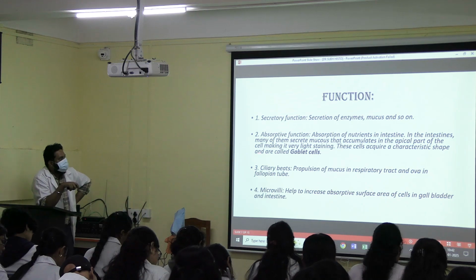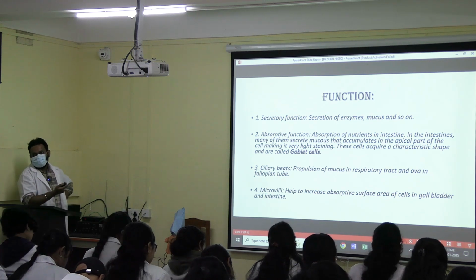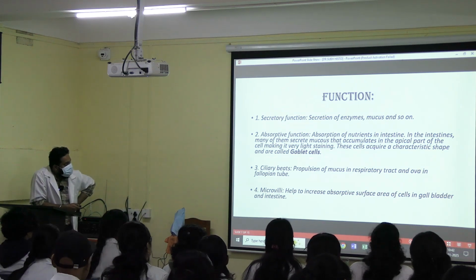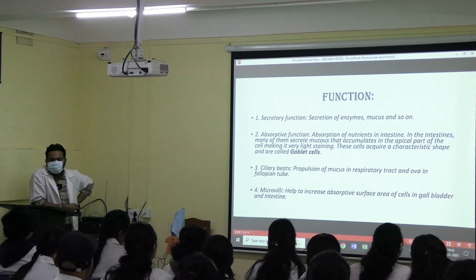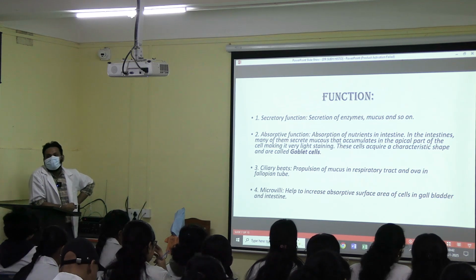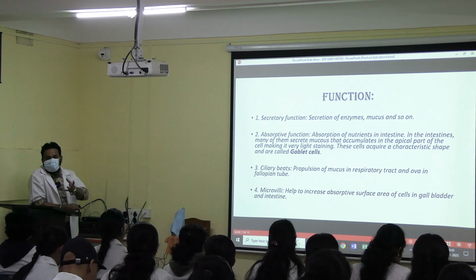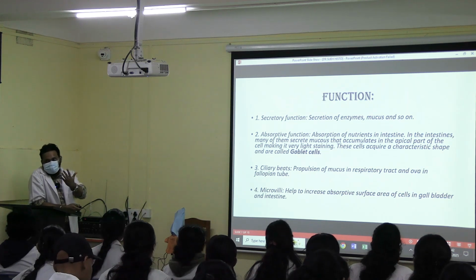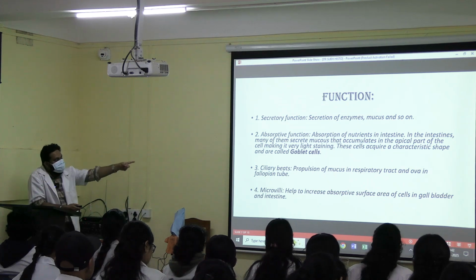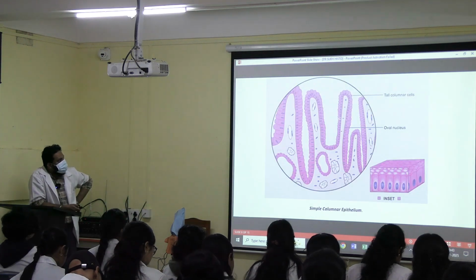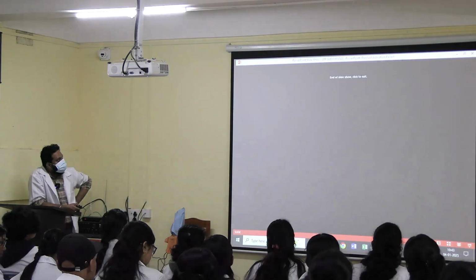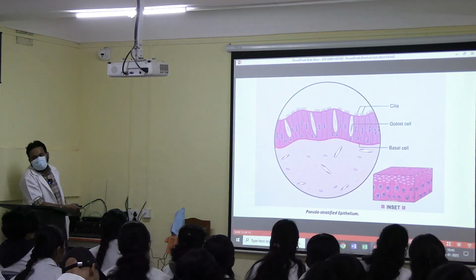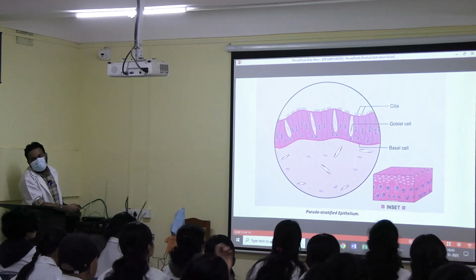There is something known as goblet cells. These are present in intestines. They secrete mucus, so whenever you stain them, they appear very light. Those are known as goblet cells. Let me show you the picture. These are the goblet cells. Whenever you make this picture, make sure to draw the goblet cells.